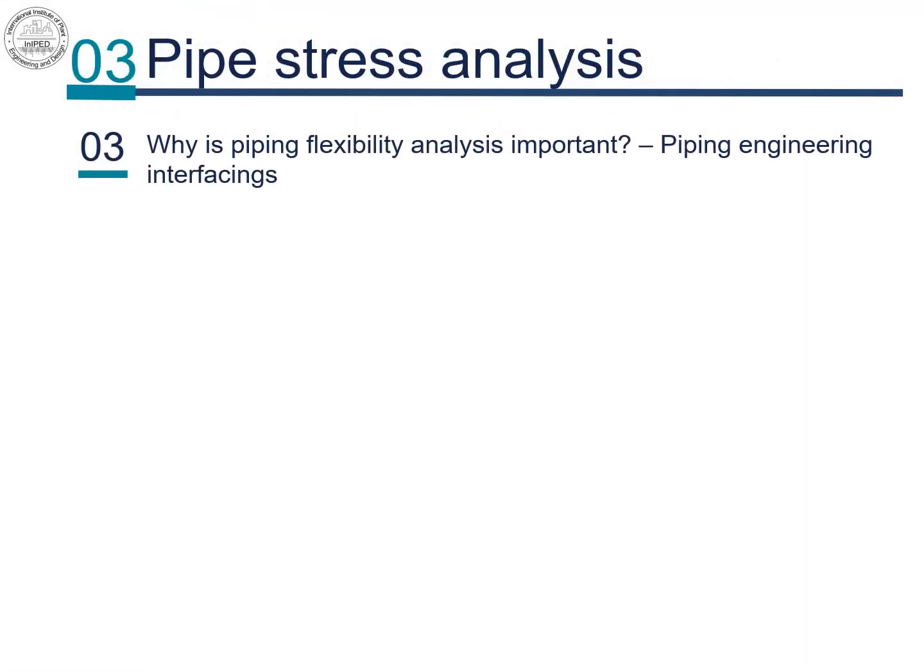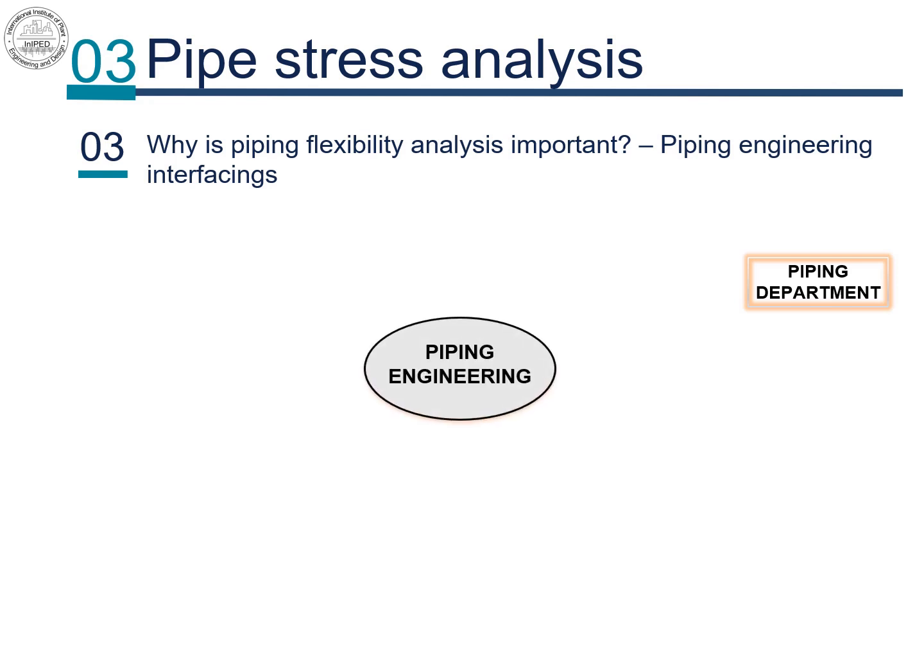As we have seen, the piping department has to interrelate with other departments or parts of the project. However, within the piping department itself, two major groups are operating. One is the piping engineering group, and the other, the plant design and layout group.